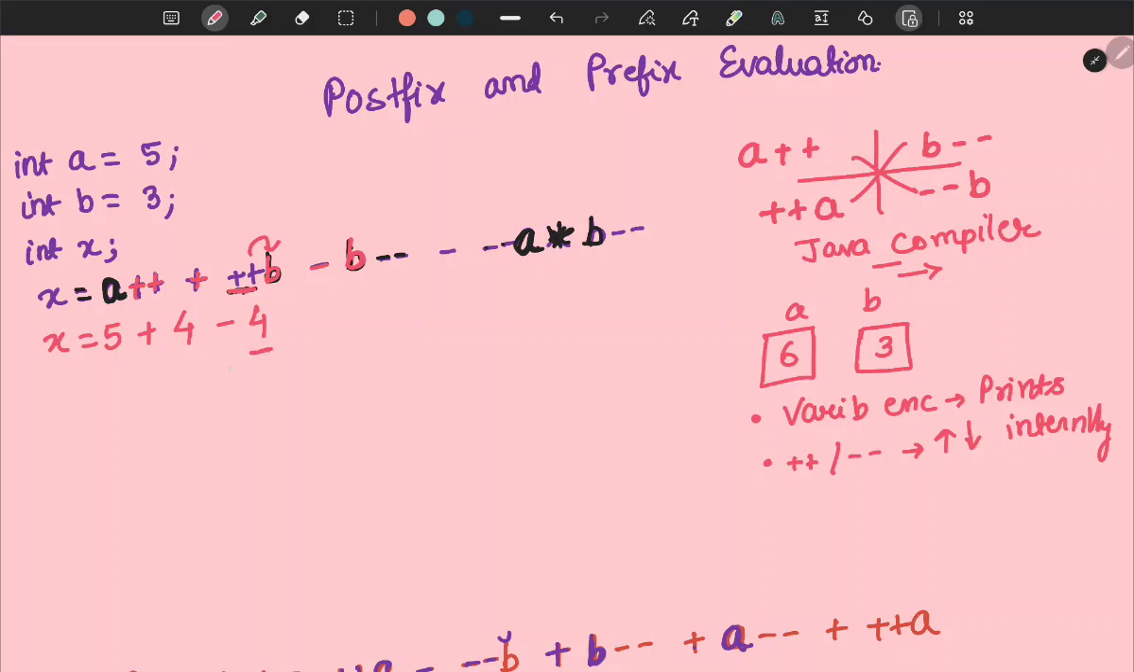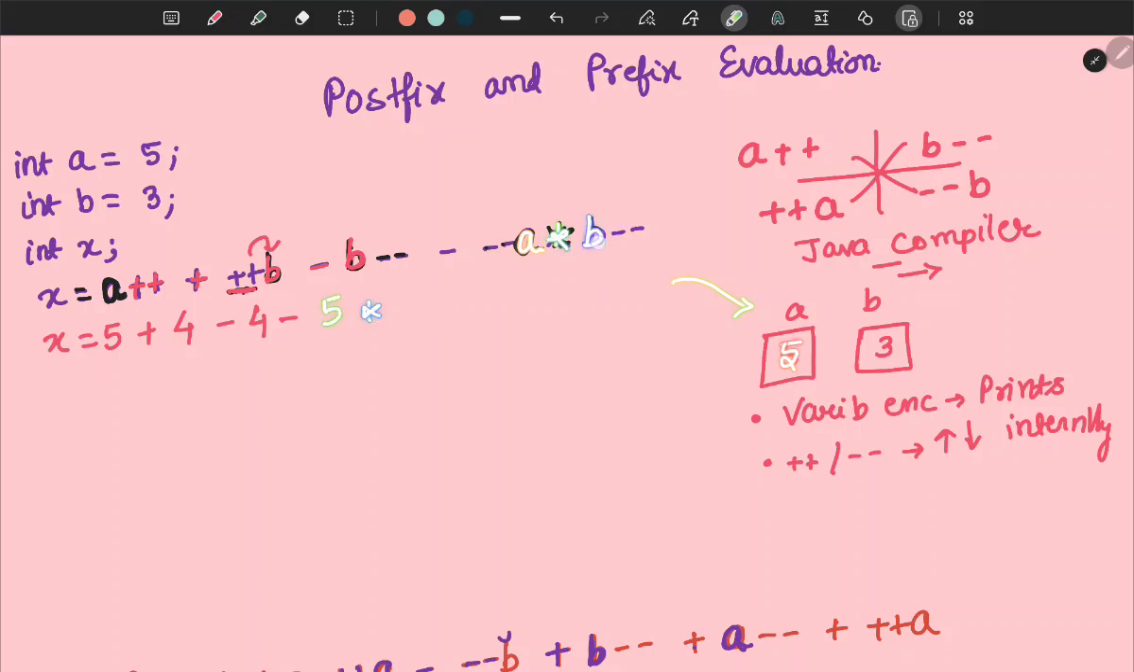So 3 will not come here. Did you understand? Then minus, and then again it saw -- first, which means internally this value will become 5. And then it saw a. So now what is the value of a? It is 5, so 5 will come. And then it saw multiplication, so it will put that.